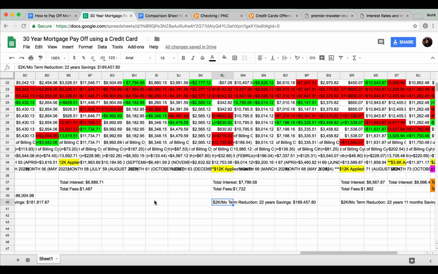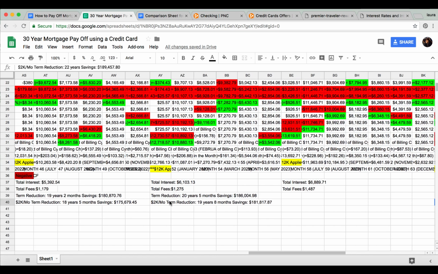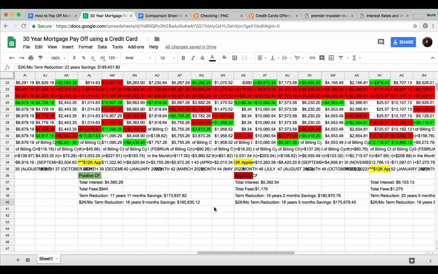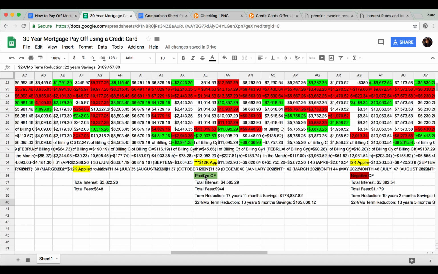So if you scroll all the way over here, I already calculated that about 3 years and 2 months in, using a credit card is actually saving you more money than using cash. And you can compare the difference here. The savings and savings here. So you're actually saving a lot more money by using this credit card.